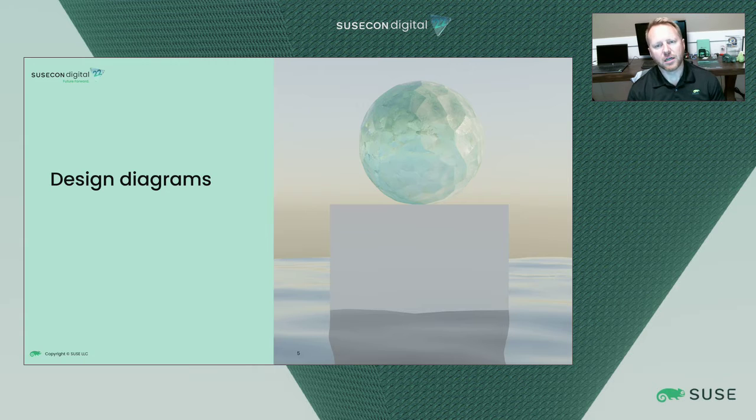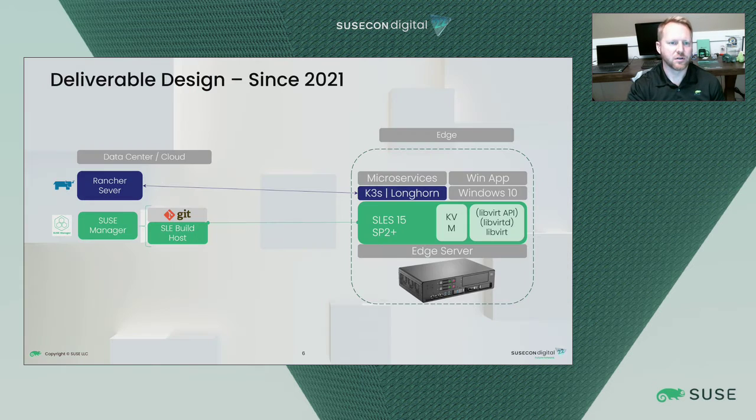There's also some design diagrams that I put together here to help narrow this down and give you a bigger picture, to help you understand really what's going on here. So on the left-hand side, we have the data center or maybe a cloud environment that's providing this connection to either a SUSE Rancher server or the SUSE Manager server. That type of infrastructure can be running in a data center or the cloud. Either way will work.